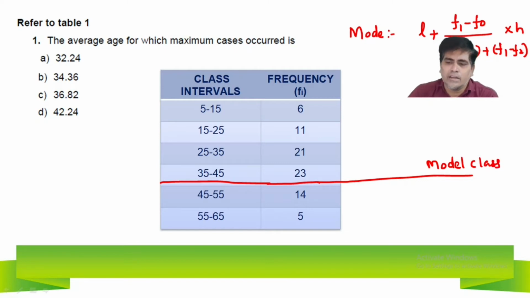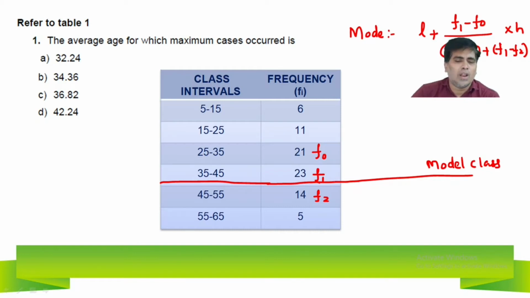Modal class of the data. Here we will get the value of F1. The preceding frequency, above 23, is 21, so we note it as F0. The succeeding frequency, below 23, is F2. So we got all three values: F0, F1, and F2, that is 21, 23, 14. And we got the modal class also.